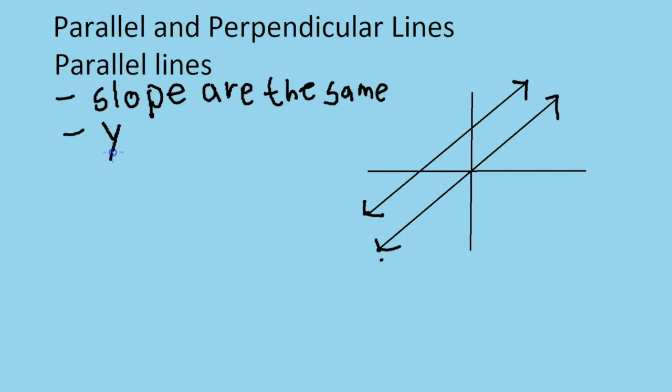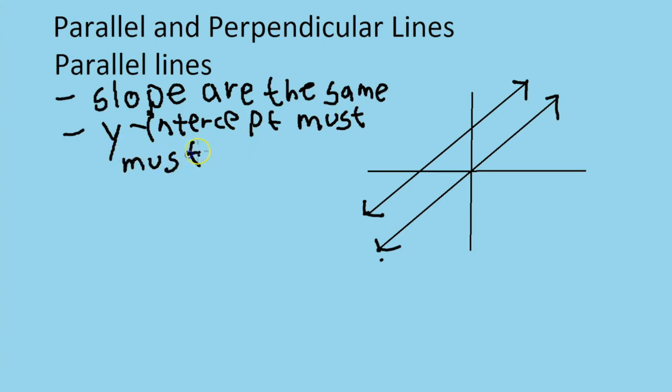Now, that being said, that also means that the y-intercepts must be different. If the y-intercepts were the exact same, and since the slopes are already the exact same, the lines would in fact be the exact same lines. Yeah, that would just be one line. Pretty anticlimactic, if I do say myself.